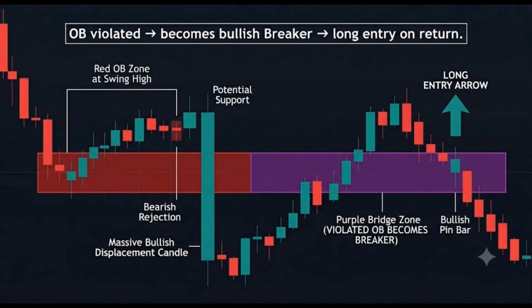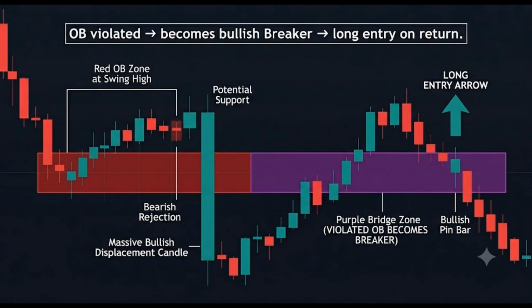The bearish OB to bullish breaker is the mirror. A bearish order block forms at a swing high. Price returns to it, and instead of rejecting, a bullish displacement candle closes above the full OB body. That zone is now a bullish breaker. When price retraces back to that level, it acts as support. The former supply zone has become demand. Institutions who got stopped out of their shorts at that level are now buying when price returns.